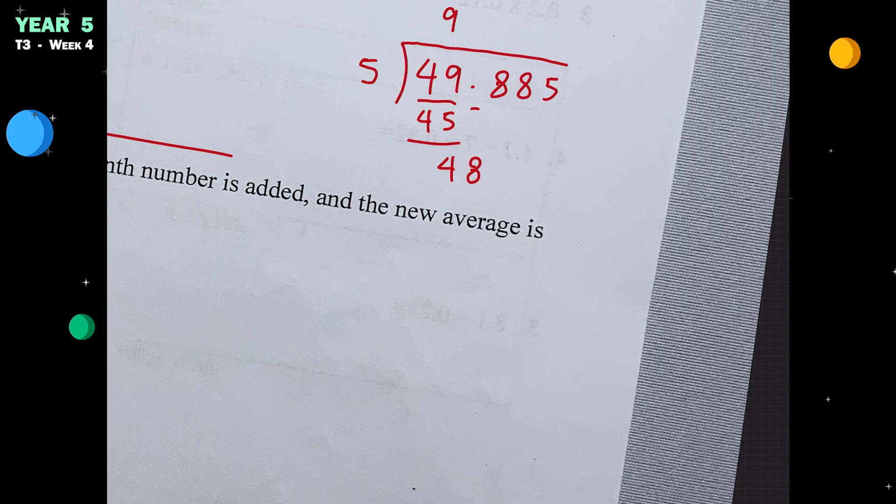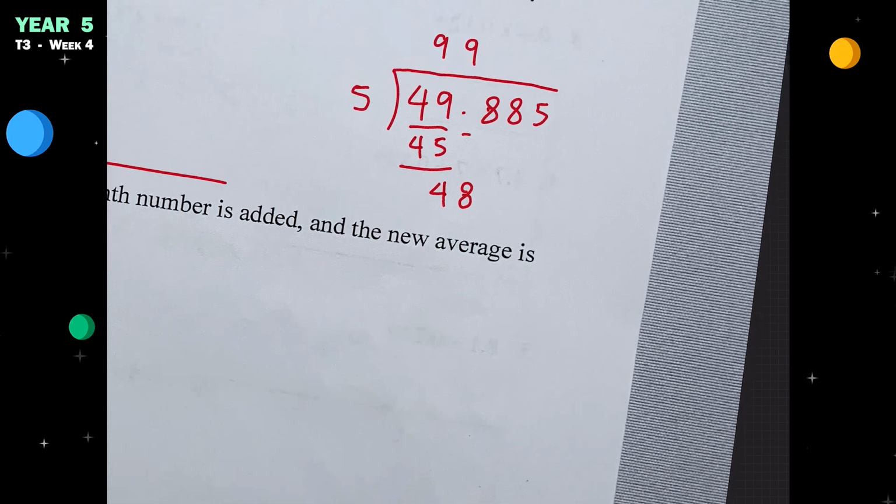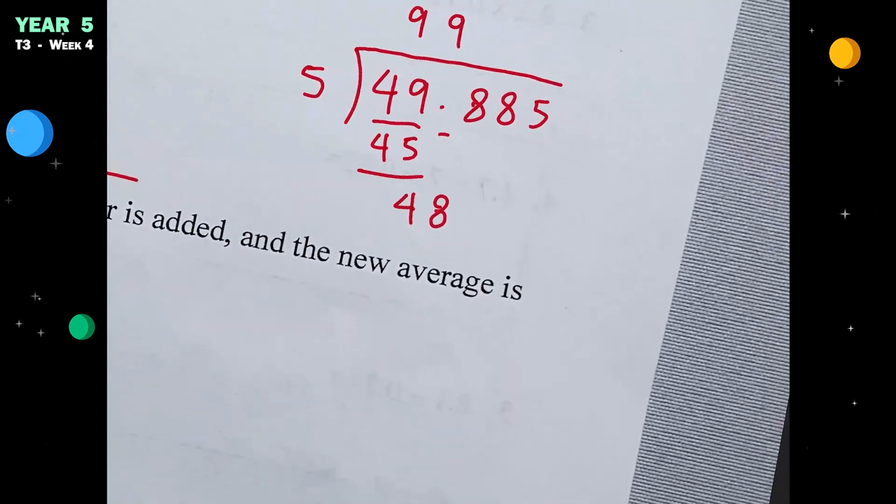So 48 divided by 5 will give you 9 again. 5 times 9 is 45. Do subtraction, you get a remainder of 3. Bring the next 8 down.